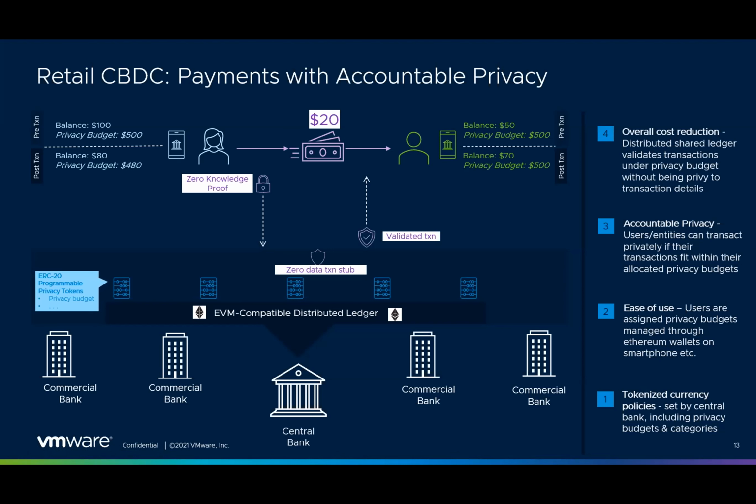Last but not least, what this overall results in is an overall cost reduction of the entire solution, because there's a distributed shared ledger which validates the transactions under the privacy budget, without being privy to the transaction details. Imagine the traditional system, where each bank has its own database of users. That's the big saving. So overall cost reduction.